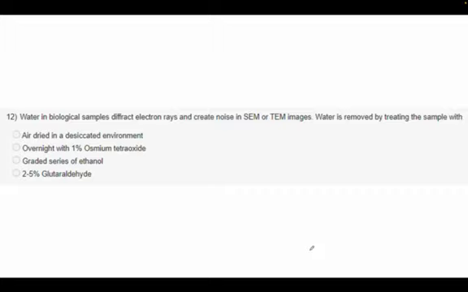Okay, some questions related to electron microscopy. What in biological samples diffract electron rays and create noise? Water is removed by treating the sample with a graded series of ethanol. Okay, this is called the dehydration step. This is the fixing. These are both fixing steps. This is the only dehydration step here.